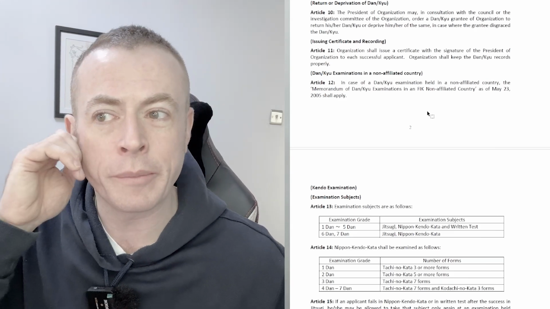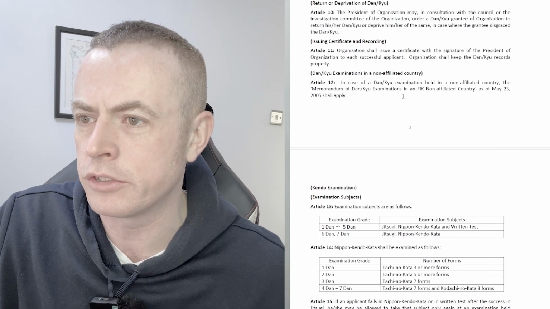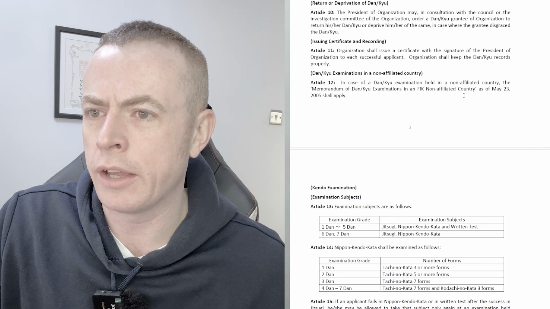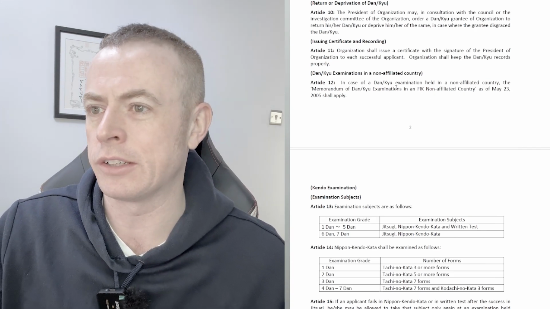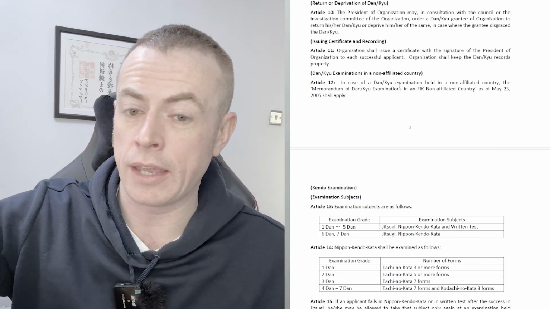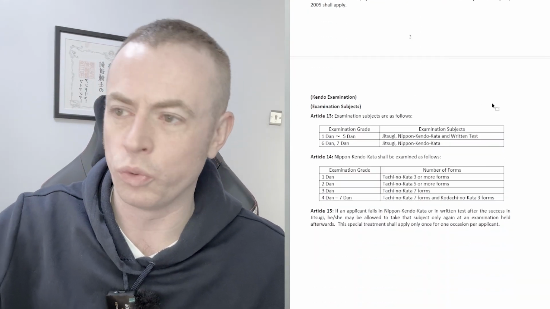In case of a Dan or Q examination held in a non-affiliated country, the memorandum of Dan and Q examinations in an FIK non-affiliated country of May 23, 2005 shall apply. Okay, I don't know what that's about. I think that's about if a Dan grade is held outside of a country, in a country that isn't part of the FIK, how that will be done. There must be some rule about that, but whatever.